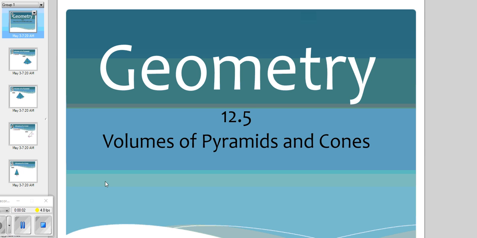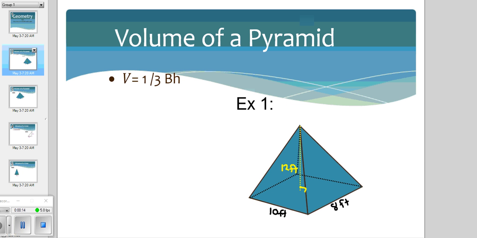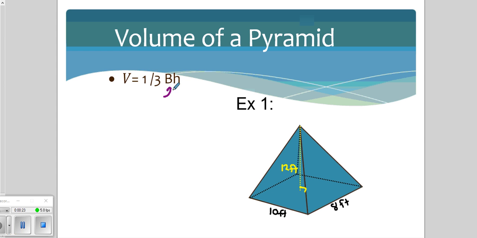All right, lesson 12.5 is called Volumes of Pyramids and Cones. Two shapes that a couple sections ago we learned how to find the surface area, so we should be a bit familiar with them. We will start out by sharing the formula for volume of a pyramid, in which V for volume is equal to 1/3.